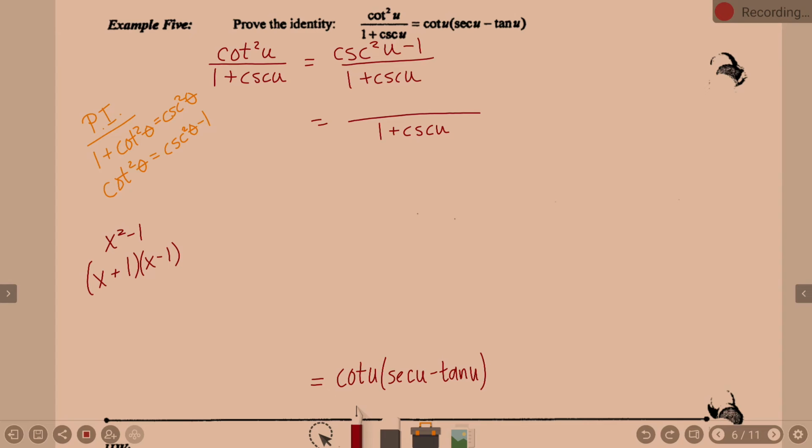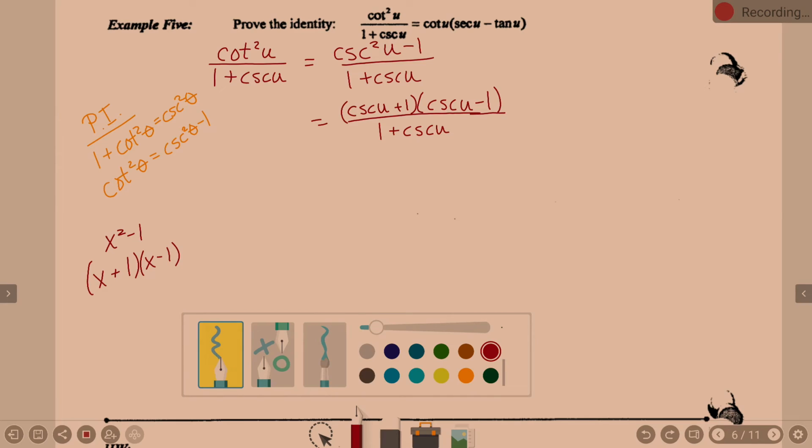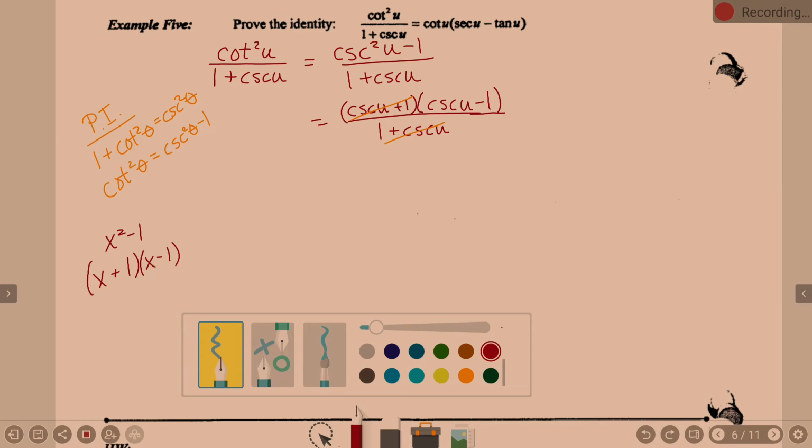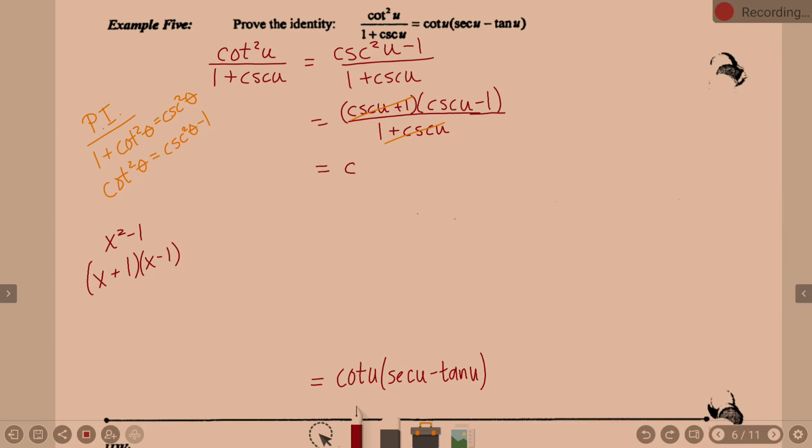So cosecant squared u can factor into cosecant u plus 1 and cosecant u minus 1. What can happen? The first one, bottom, cancels. Cosecant u plus 1 is the same thing as 1 plus cosecant u, yes? So now I have cosecant u minus 1. Well, that's pretty good.